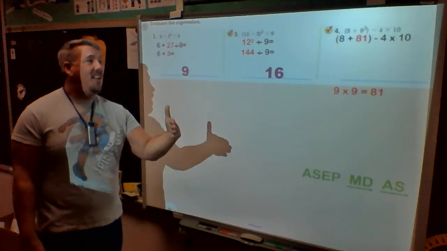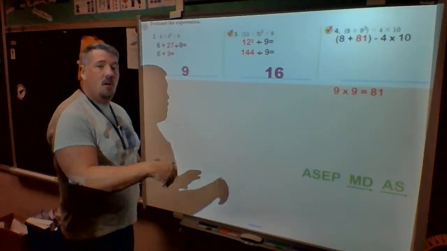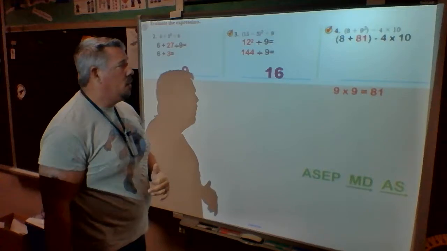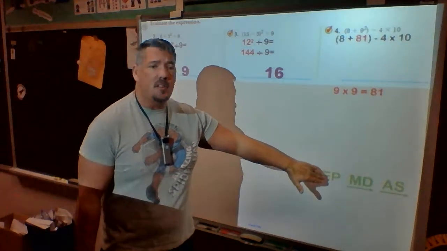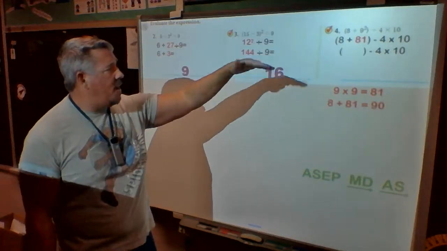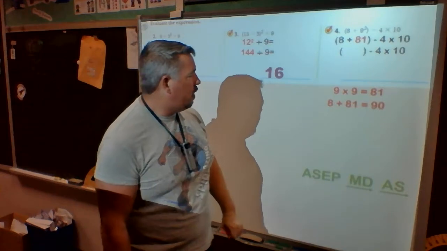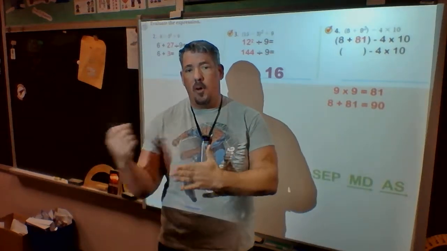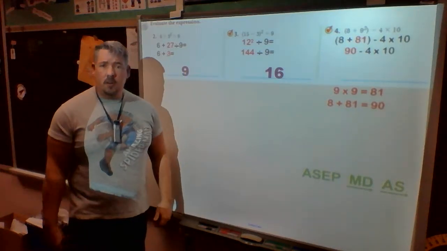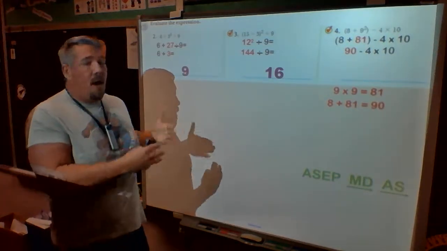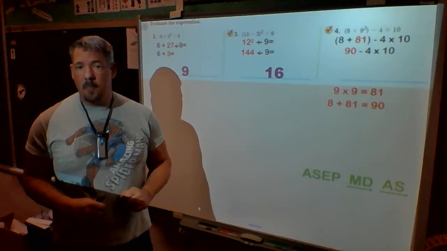So I have 8 plus 81 in parentheses minus 4 times 10. So then I look at my order of operations. Oh yeah, I have to do my parentheses now. So 8 plus 81 is equal to what? Well, when I type it into my calculator and I see my work, 8 plus 81 equals 89, I plug that in to where the parentheses originally were. Now I'm left with 90 minus 4 times 10. What do I have to do next?